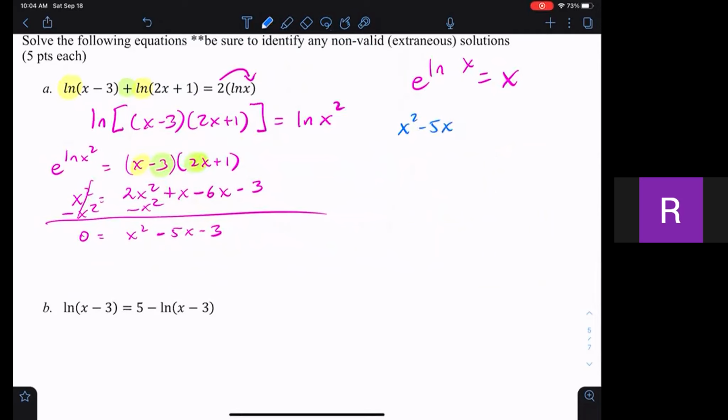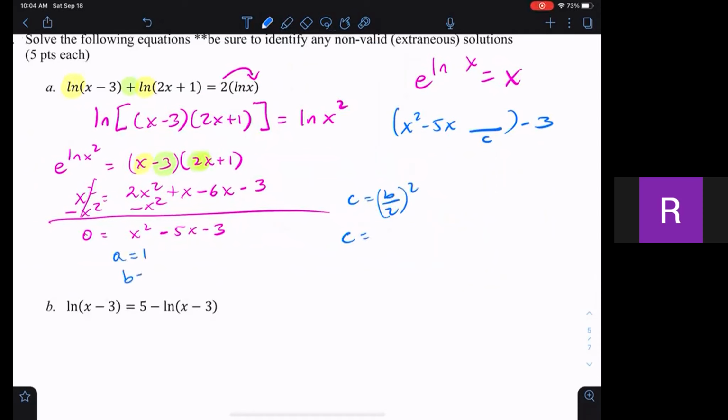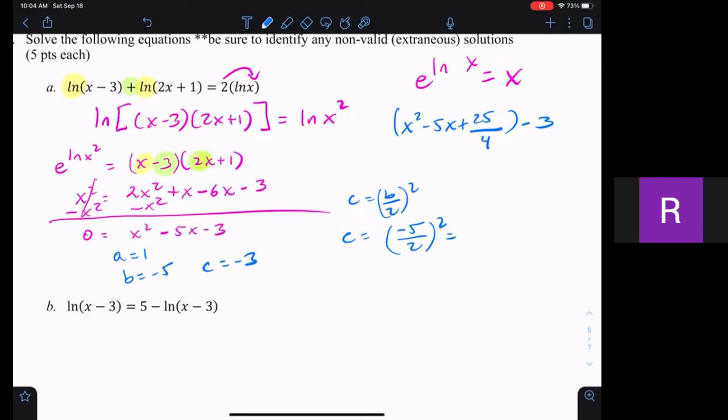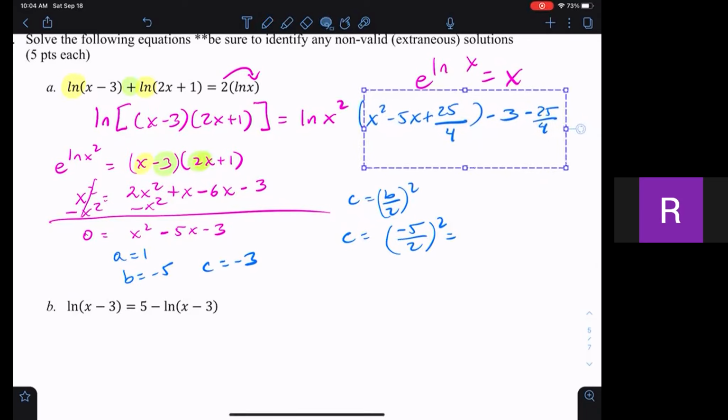Divided by 2. So b, I need to find this term, right? And this is going to be negative 3. So to find this term, let's call that c. c is b over 2 squared. So in this case, b is what? Well, remember, a is 1, b is negative 5, c is negative 3. So b is negative 5 over 2 squared. So that's going to be 25 over 4, right? 25 over 4. And because I made this up, I need to subtract to keep equivalence. And this is equal to 0. Just keep that in mind. Okay. This is equal to 0.